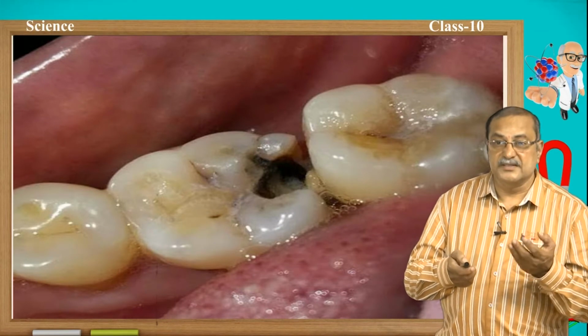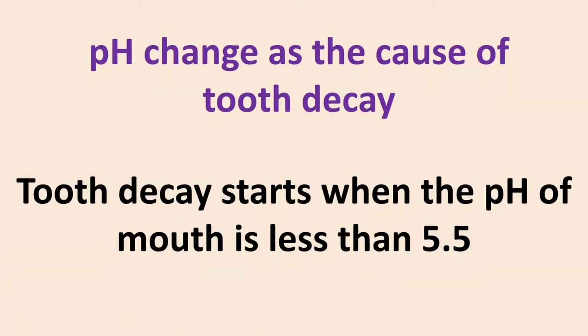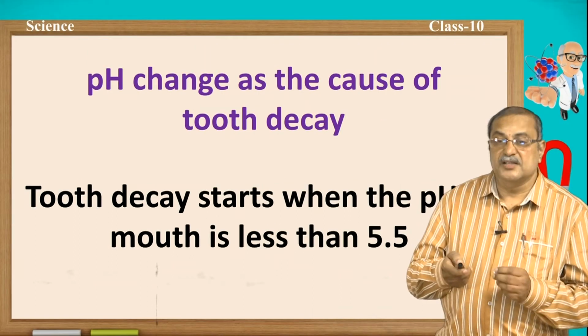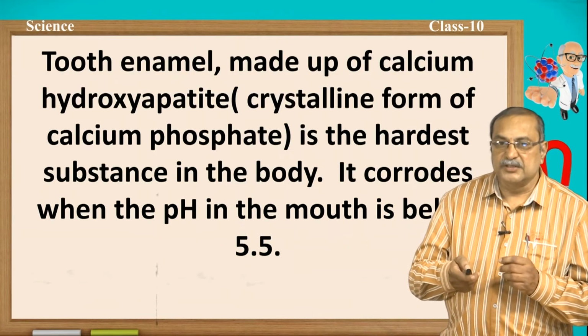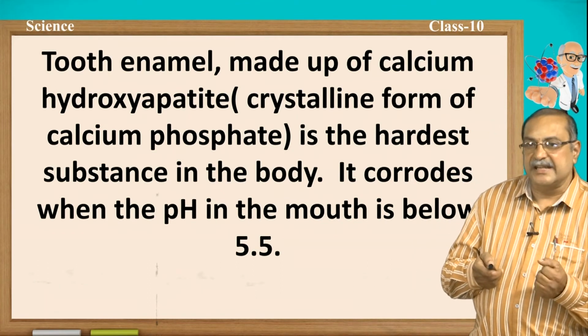This also is because of pH changes. pH change is the cause of tooth decay. Tooth decay starts when the pH of the mouth is less than 5.5. You know the tooth enamel is the hardest part in the body. The tooth enamel is made up of calcium hydroxyapatite.